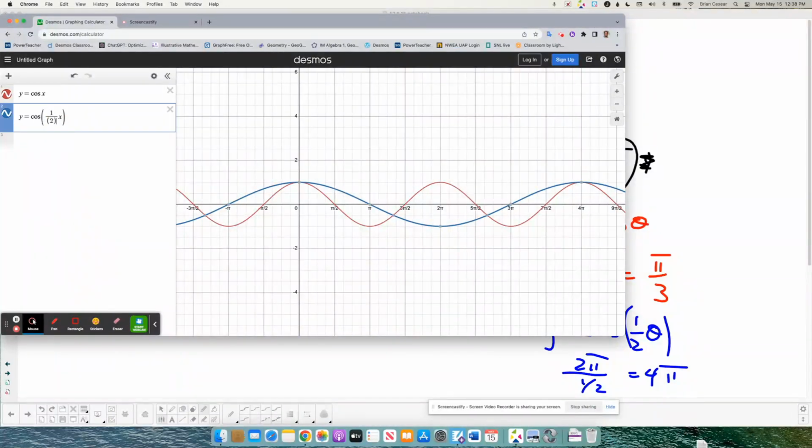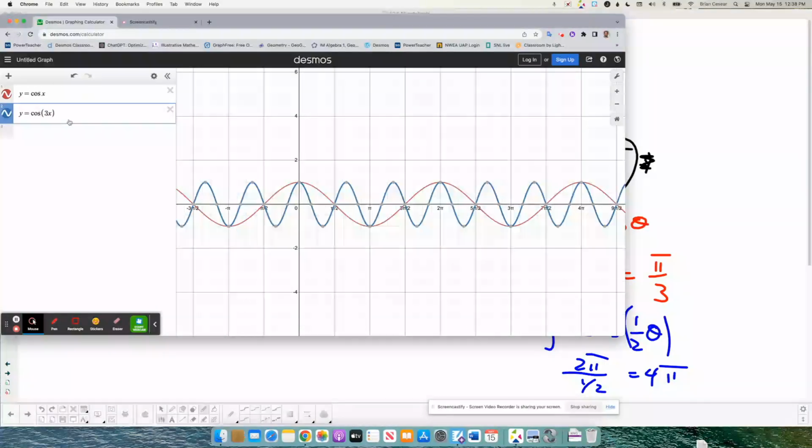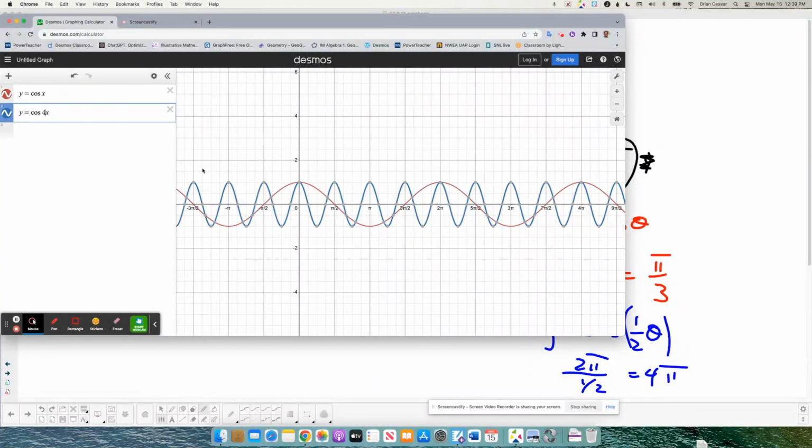If I put 3x, period length is 2 pi over 3. So right here, 2 pi over 3, full period, right there. Okay. If it's, let's say 4, 2 pi over 4, so that's pi over 2. All right. And it's the same thing with the sine. It's just a different graph to start.